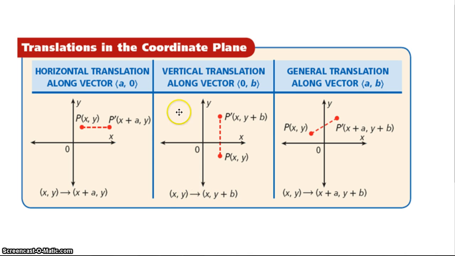A vertical translation along a vector would be adding to the y value, right? So here we have (x, y) becoming (x, y + b). And then a general translation could be stated as we go from a point (x, y) to a point where there might be a change of x, x + a, and a change of y, y + b. So we add in both the horizontal and the vertical directions. And of course, remember, we could go negative as well.